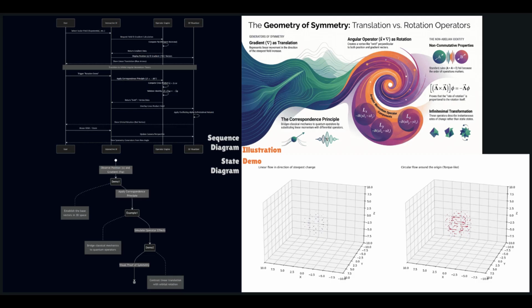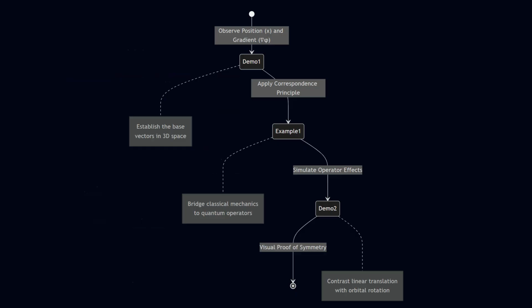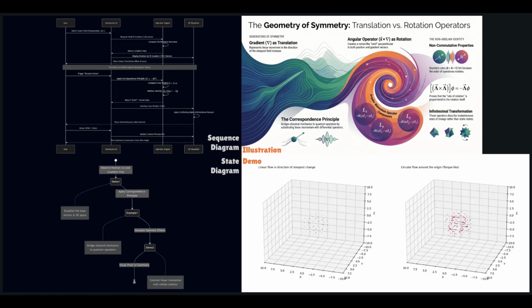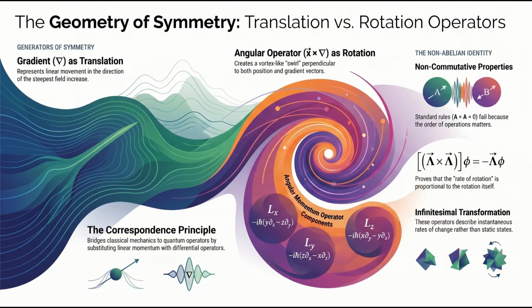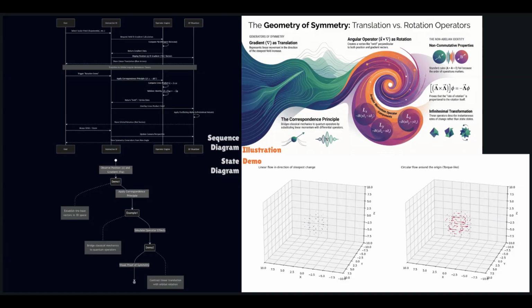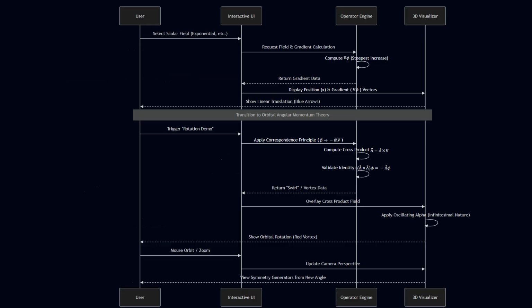Within the sequence diagram, the derivation sheet serves as the essential mathematical validation step within the software's internal engine. When a user interacts with the system to trigger a rotation, the software does not simply guess what a vortex should look like. Instead, it executes the logic proven in the derivation, specifically the fact that the order of operations in these calculations is critical.